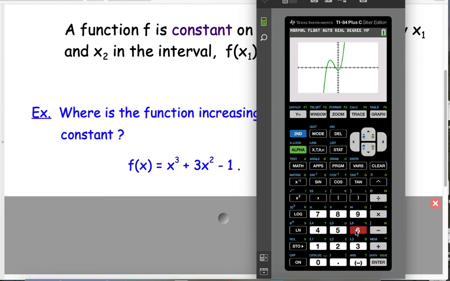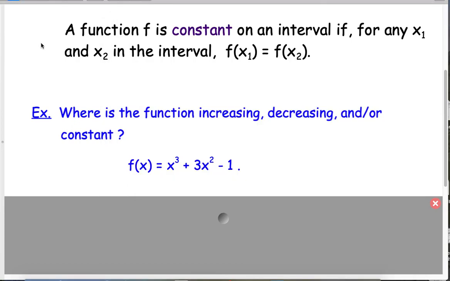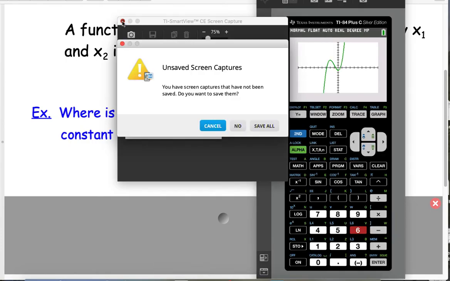Let's see, maybe I can try and take a snapshot of this. There we go. Let's get back into here. And that didn't work. Oh, I know what I need to do. Let's not save that.